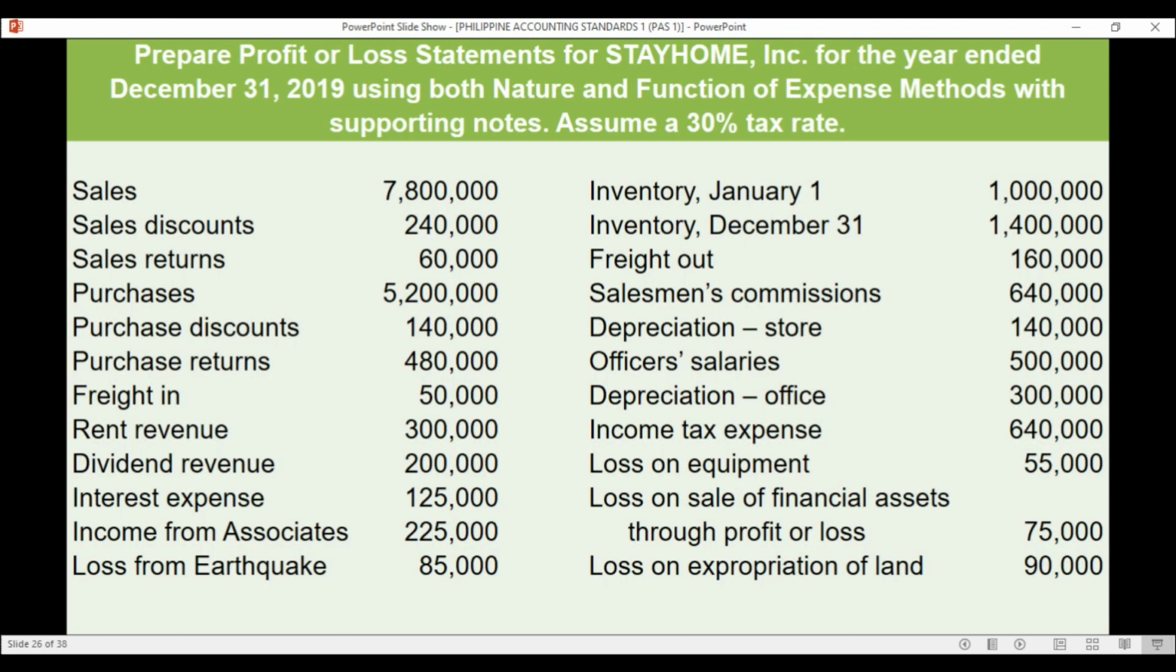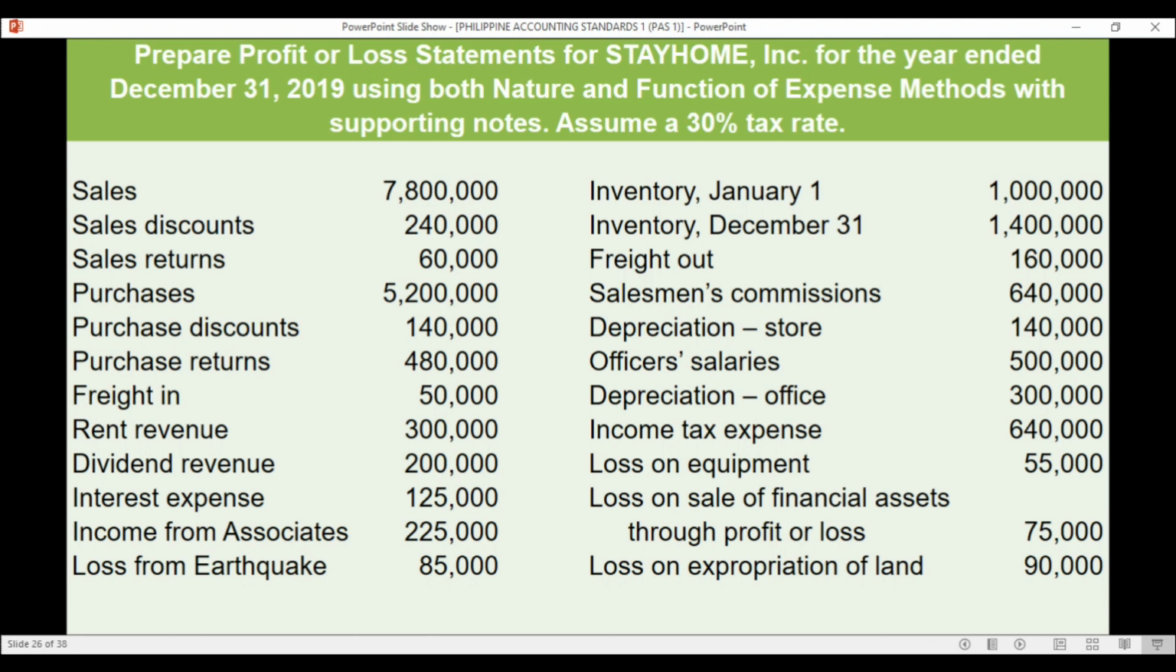So let's have an example for this one. Preparation of your profit or loss statement for the year ended December 31, 2019. We are being required to prepare the nature and function of expense method presentation of your profit or loss, with supporting notes, assuming a 30% tax rate. The 30% tax rate is referring to income tax. So we have from sales of 7,800,000 down to loss on expropriation of land of 90,000.